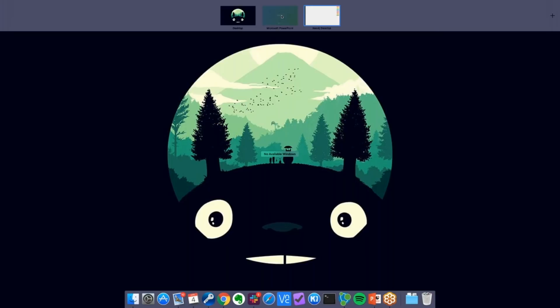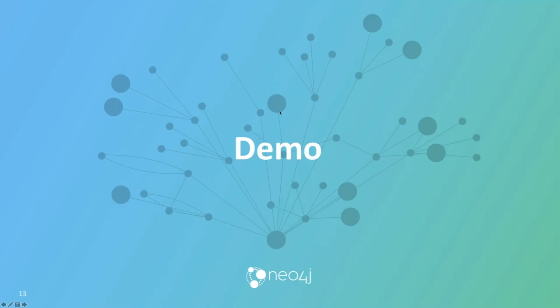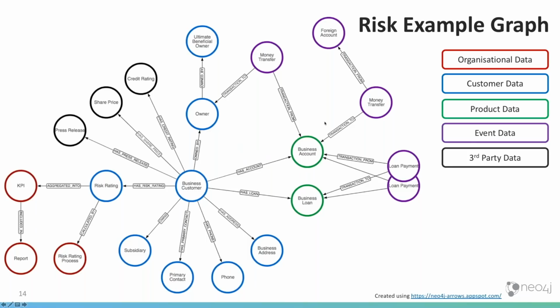Okay, so that was our Neo4j Bloom demo. Now we're going to go through a few more use cases, again, looking at the graphs that we can form from our banking data and understand how the graph can power these use cases. So next we'll look at risk.